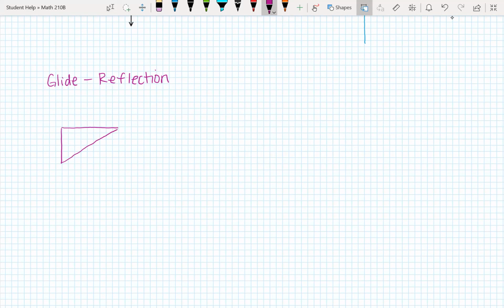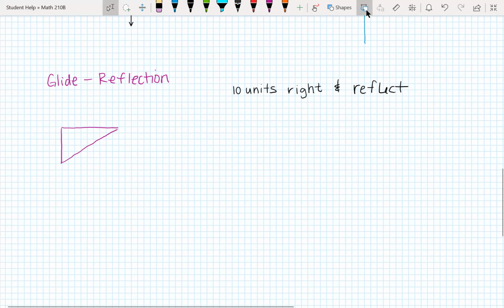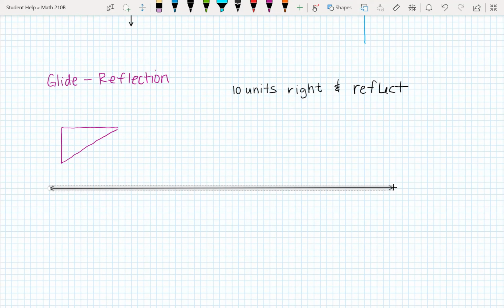And let's suppose that I am going to go 10 units to the right and then reflect. So let's draw a line here of reflection. I'll just draw a line here. Okay. So what I'm going to do is count off each of these points moving to the right by 10. We label these first. We'll call this C, we'll call this A, we'll call this B. And so let's move this.